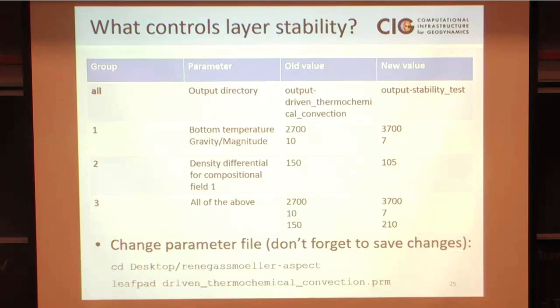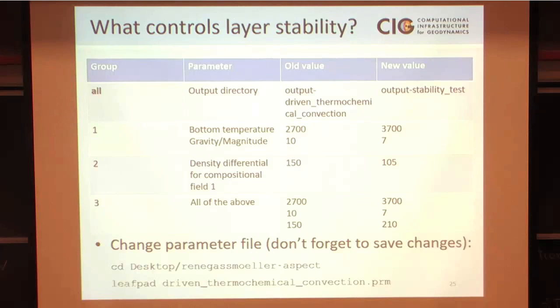Then I would like group number one to look for the parameters called bottom temperature and gravity slash magnitude and change them from these values to these values. Group number two, please look for the parameter density differential for compositional field one and change it from 150 to 105. And for group number three, you're kind of special. I would like you to change all of these parameters in the way that is specified down here. Yeah, you have most of the work. I'm sorry for that. But you'll also have the most interesting result, okay, if that helps.